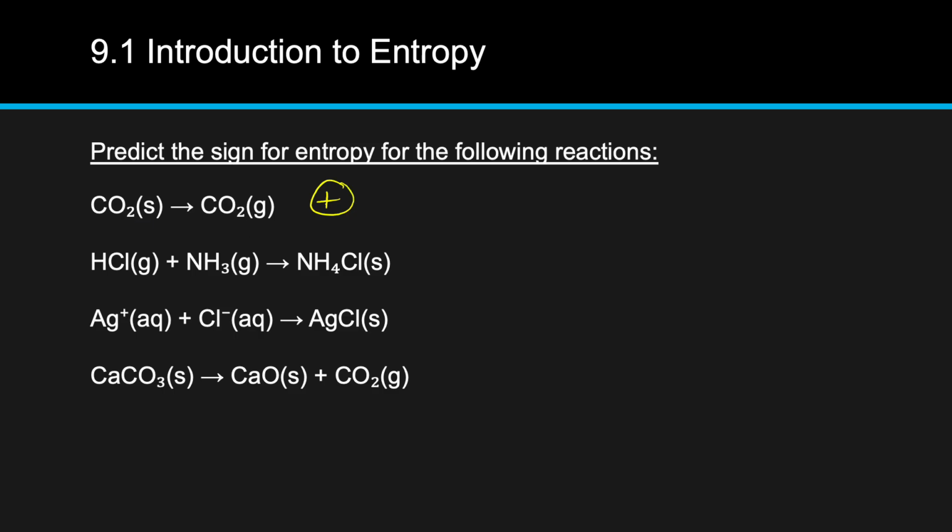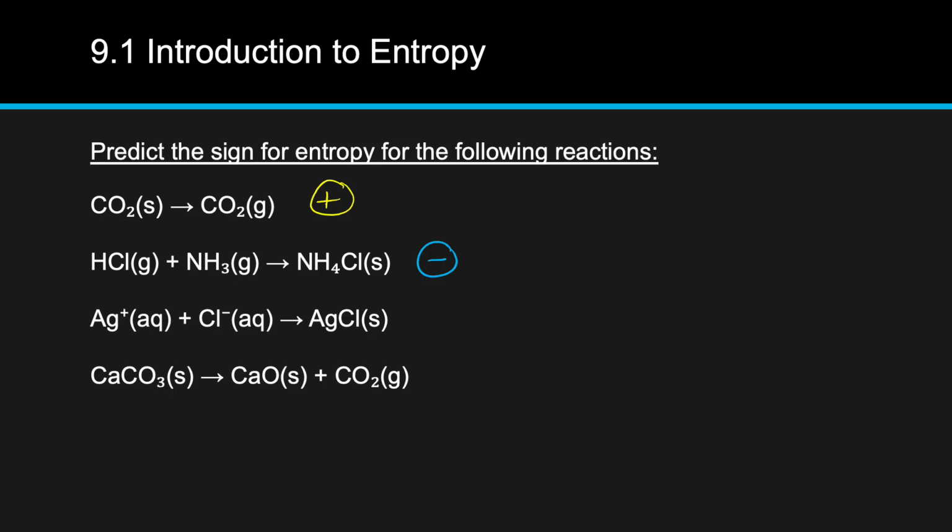For our next example, we have hydrochloric gas with ammonia gas forming ammonium chloride solid. So as you can see, we have 2 molecules combining to form one solid structure, which means we're going from high disorder with these 2 gas molecules to something a lot more ordered. So because we are decreasing disorder, that means we're going to have a negative value for entropy.